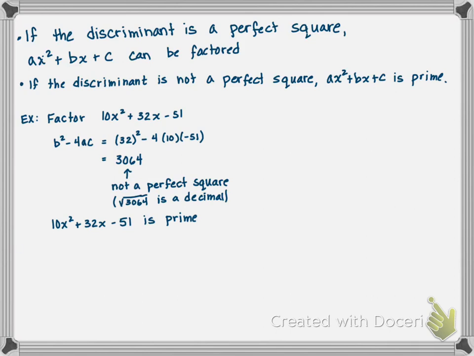So on the flip side, if I said to factor 13x squared plus 131x plus 10. So again, these numbers are huge. I would really like to know if this is going to work before I actually try to do it. And so I do b squared minus 4ac equals 131 squared minus 4 times 13 times 10. And what do you get?